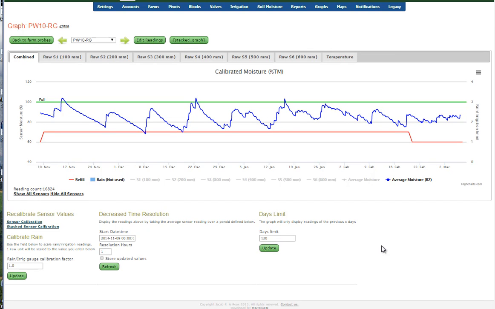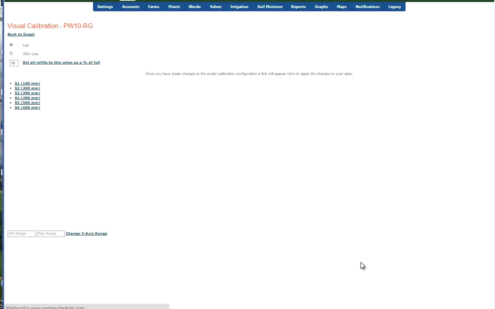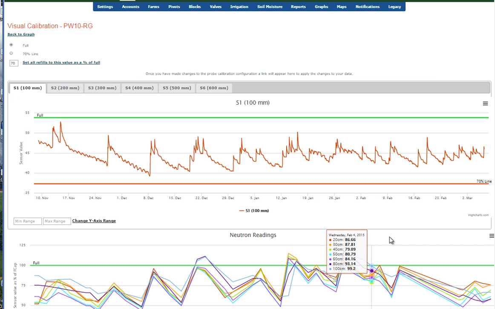Let's look at how we would calibrate an electronic probe against neutron probe data. We're looking at a probe graph right here, and down below left we're going to go to sensor calibration. This will not work in the stacked format, it has to be the single sensor calibration. So I click on that, and it's going to open the screen where I'm seeing the individual sensors one by one, and at the bottom of the screen I have the neutron probe data.